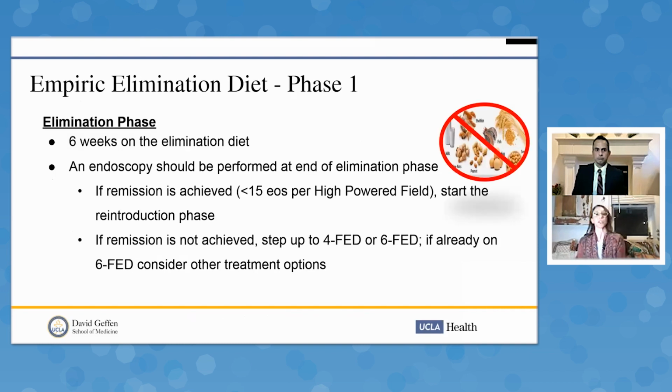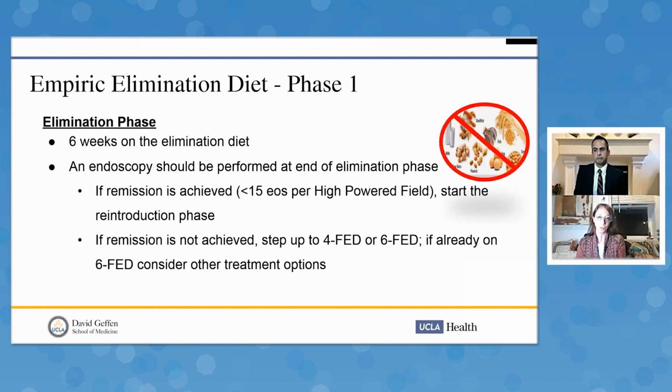So what does this actually look like in practice? I won't go over this for too long, but we just wanted to show you what these different phases of the diet actually look like. As we mentioned, in the elimination phase, we basically remove all 6 foods if we're doing a 6-food elimination diet, 4 foods for the 4-food and 2 for the 2, for about 6 weeks, and then we do an endoscopy to see if the patient is in remission.